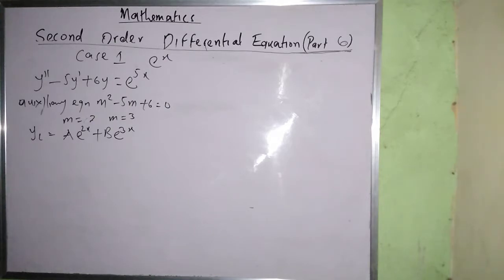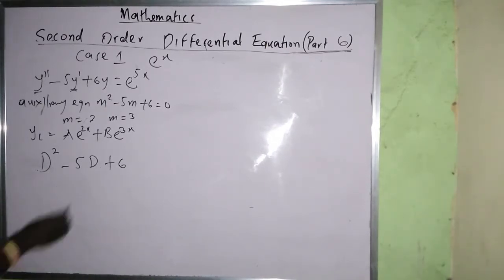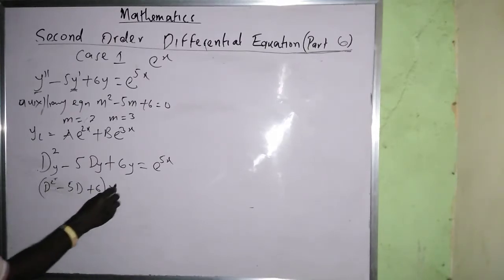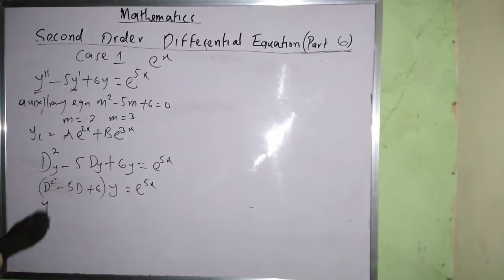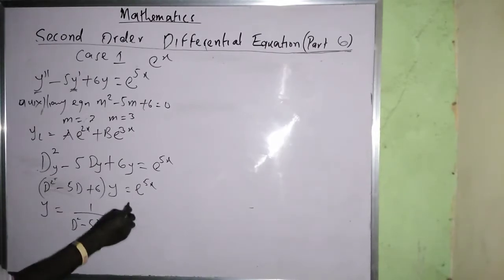Now, I will move on to my y particular. I will combine them with D: D squared minus 5D plus 6, all bracket of y, equals e^5x. Or let me just flip it like this. Then my y will be equal to 1 all over D squared minus 5D plus 6, in the exponential of x.